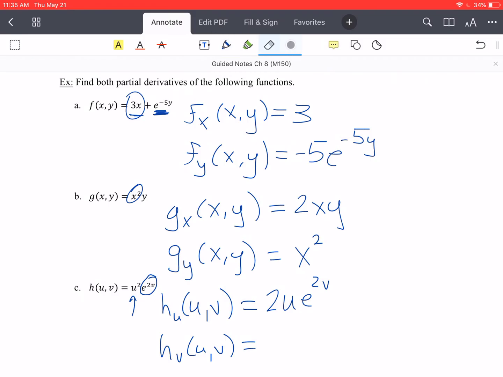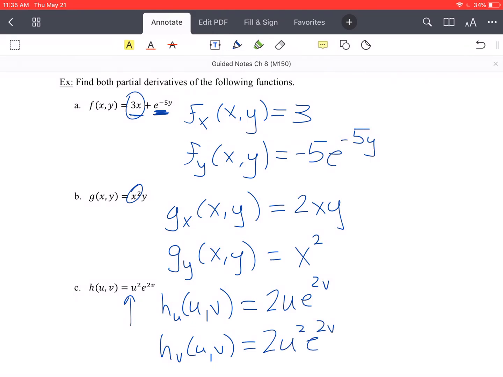And then when we're differentiating with respect to v, well now the u squared is the constant, so we're just going to leave it alone. And the e to the 2v, the derivative of that is 2e to the 2v. So this is going to be 2u squared e to the 2v. Just like that.